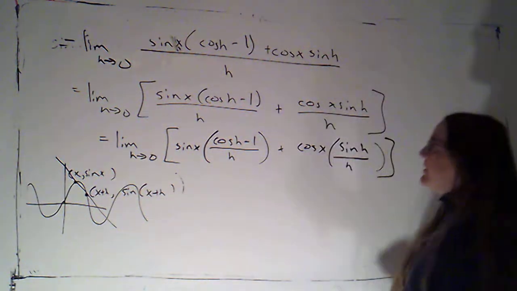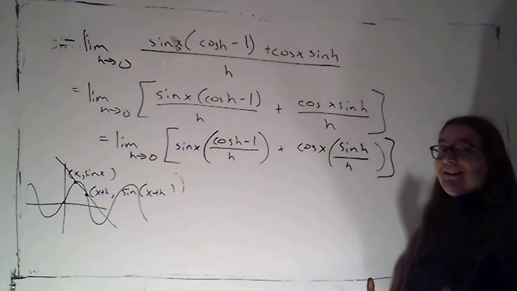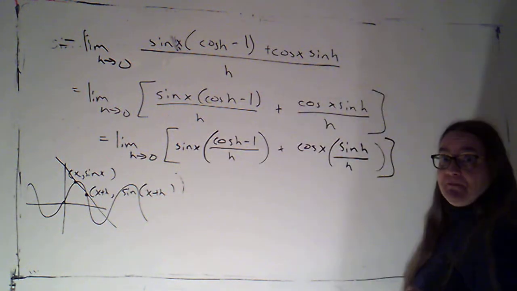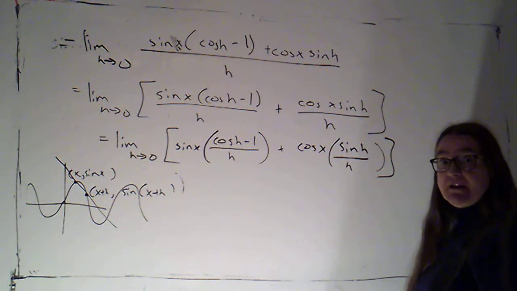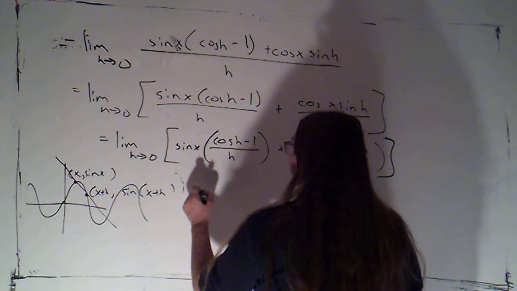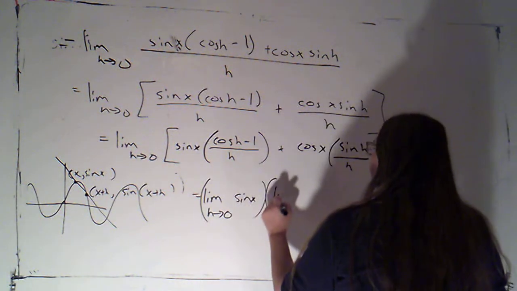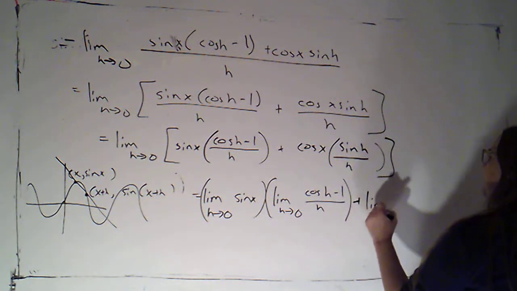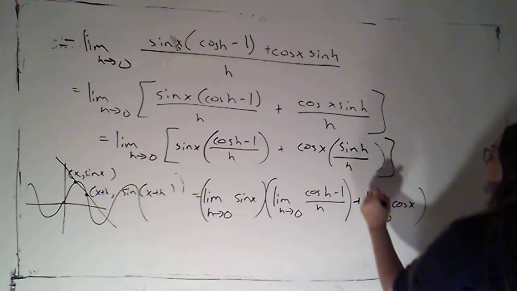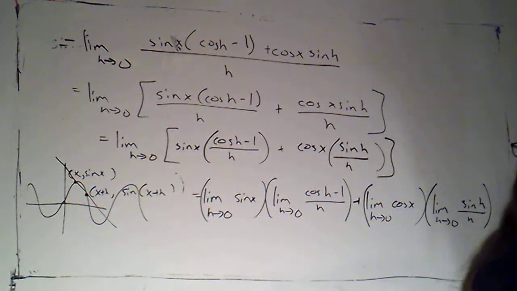So now we've got 1, 2, 3, 4 pieces that are connected with arithmetic. We're multiplying and we're adding. I can use my limit laws to break this up and evaluate each of those 4 limits and then do the arithmetic. I can do that provided that each limit is a finite number. So I can say this is the limit as h goes to 0 of sine x times the limit as h goes to 0 of cosine of h minus 1 over h plus the limit as h goes to 0 of cosine of x times the limit as h goes to 0 of sine h over h. So now I want to evaluate each of these things.